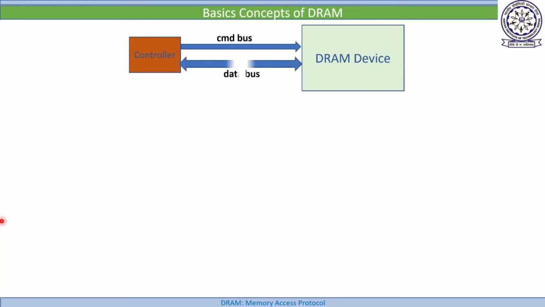This controller is also connected with a data bus. The data bus moves data from the controller to the DRAM device and in the other direction also. So this part is clear, right? The controller sends a command to the DRAM device and the DRAM device performs those commands. One thing is very clear, and you have to remember it: the controller only sends the command. The controller need not send any specific instruction about how to execute this command.